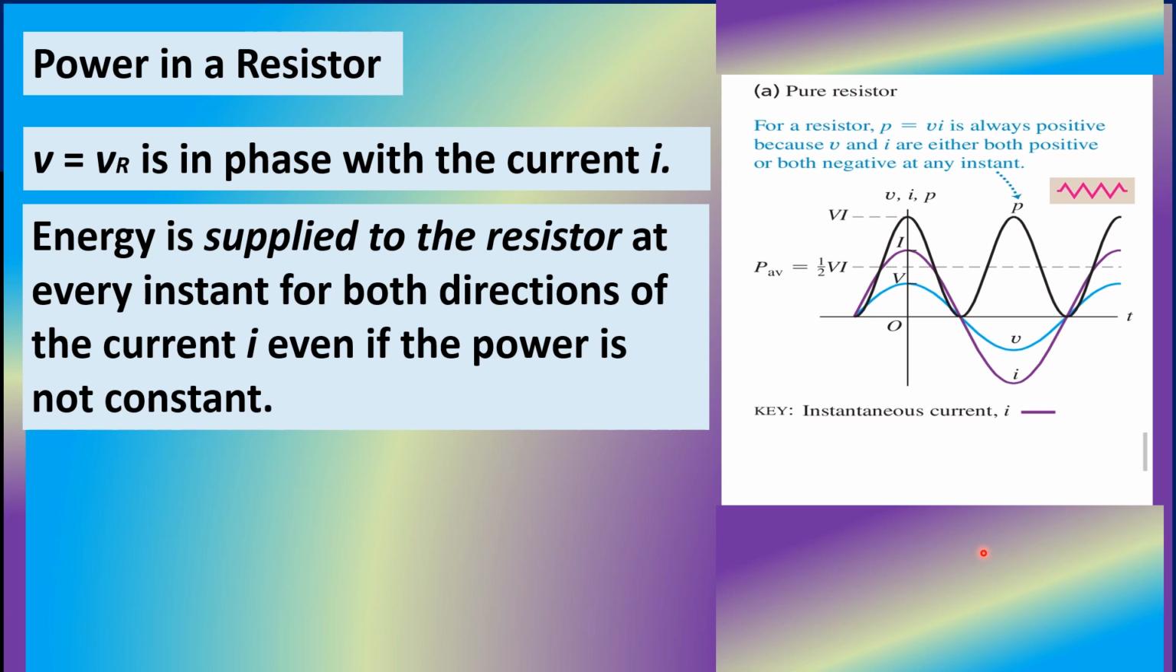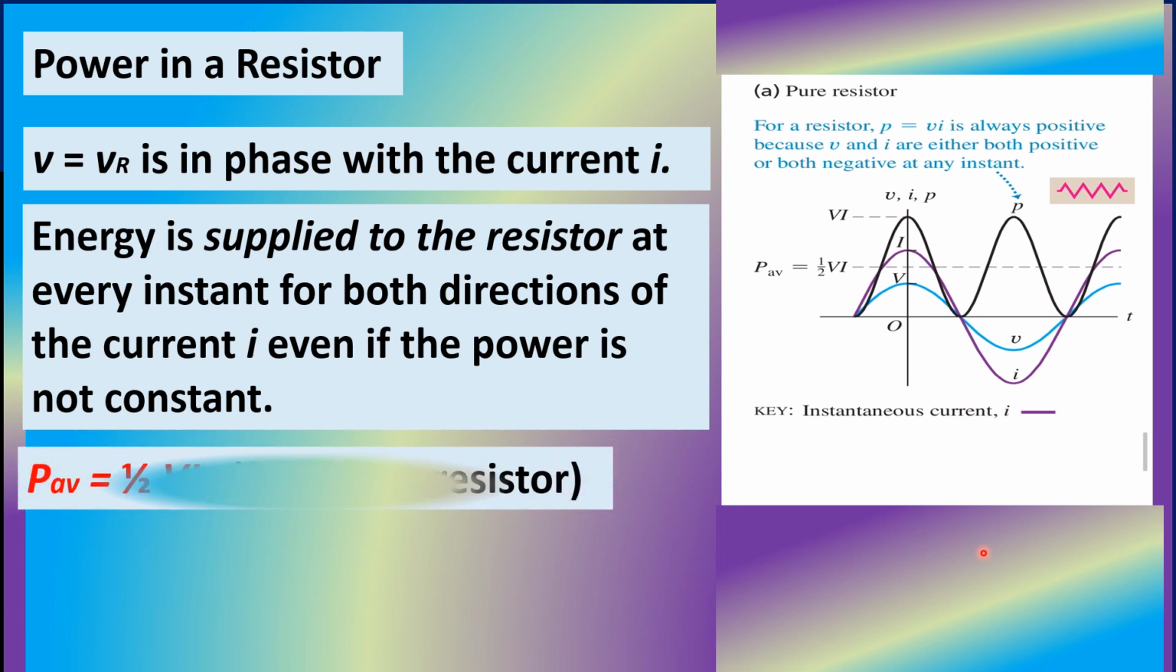Alright? So, to get the average power P sub av, we just get 1/2 of the product of the voltage amplitude and the current amplitude, or 1/2 V multiplied by I. This is true for a pure resistor.